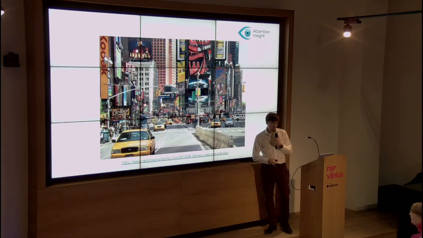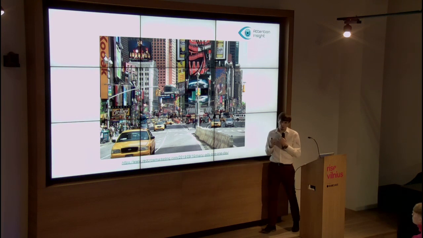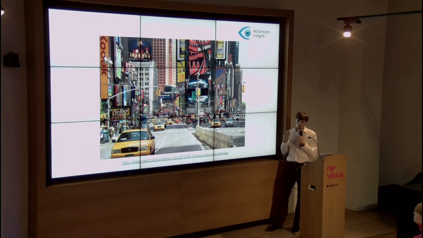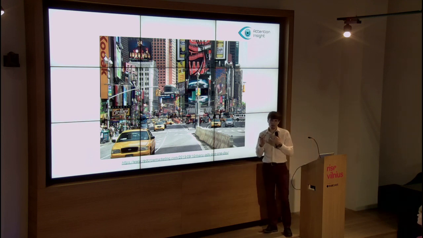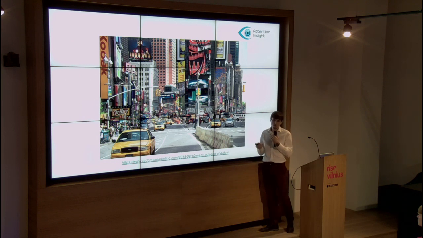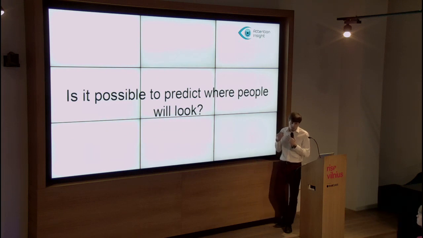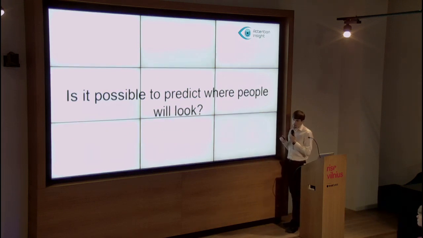We at Attention Insight work with eye tracking data, and we believe that we can know where users might look at the content. It is said that between 4,000 and 10,000 ads are displayed every day to an average American. So this begs the question, obviously, how do you know which ads the user is going to interact with? And the main question here that we want to answer is, is it possible to predict where people will look?